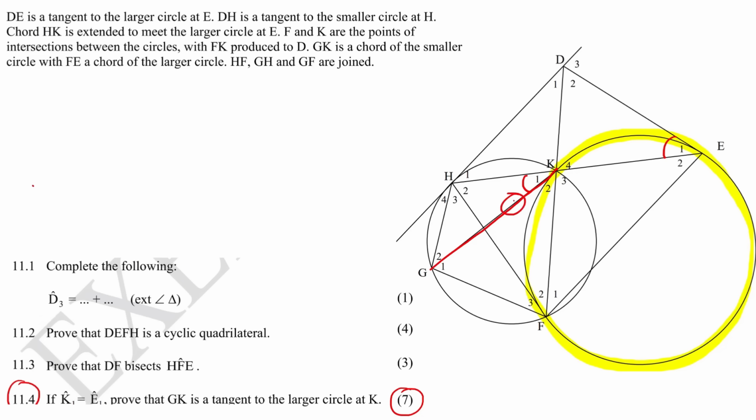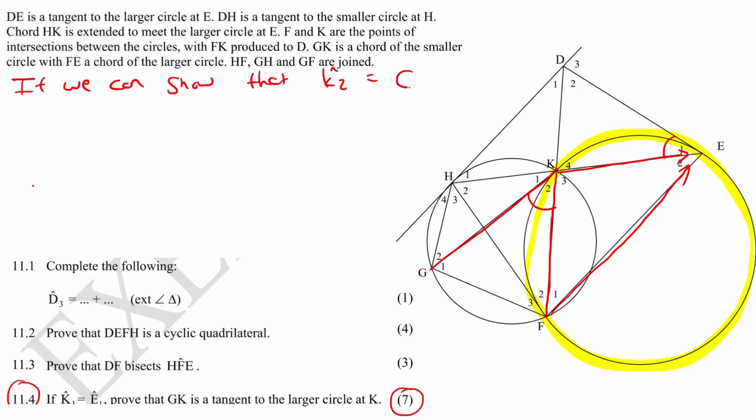Now, if this is a tangent, then here's a chord. Then the angle between them should be equal to the angle that this chord makes in that big circle, which would be E2. So if we can show that K2 is the same as E2, done. Okay? That's what they're actually wanting to show, because if we can show that those two angles are the same, then it means that this must be a tangent. Okay, so that's what we're going to actually try and do in this question.